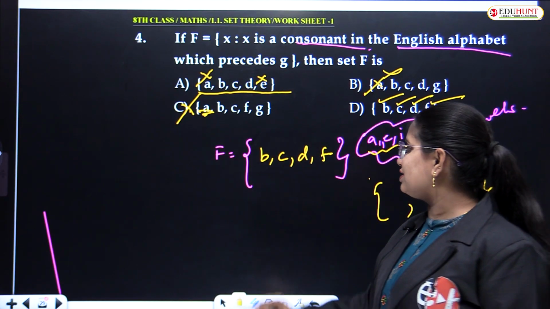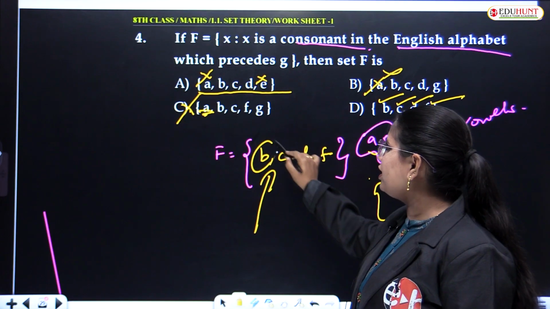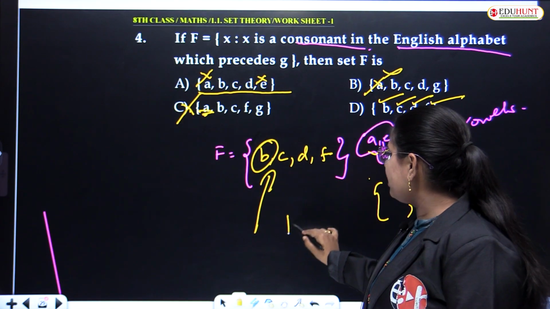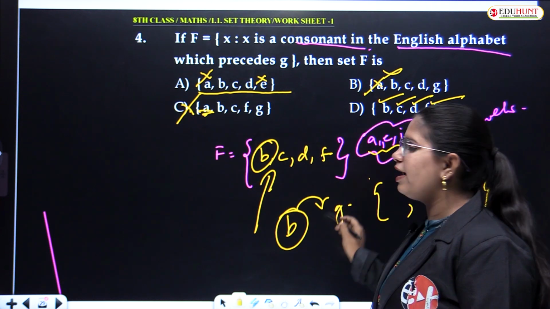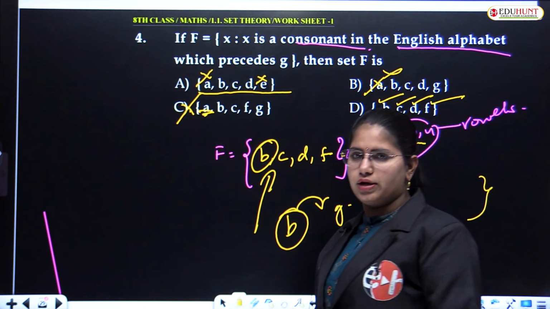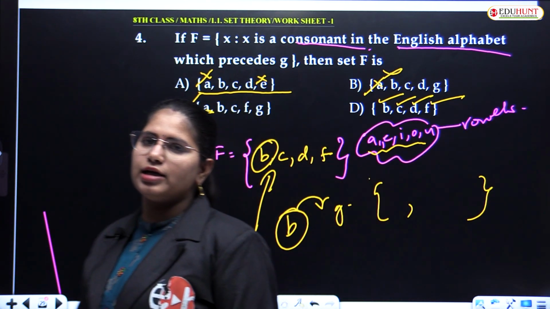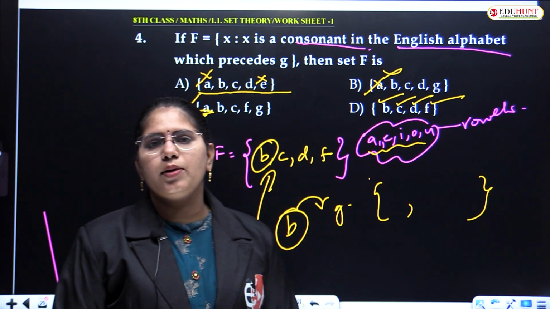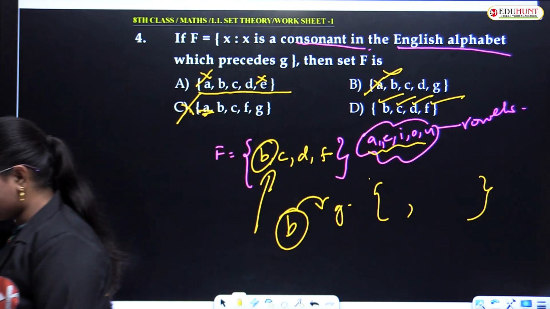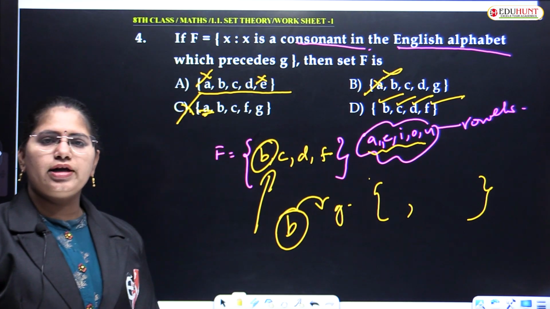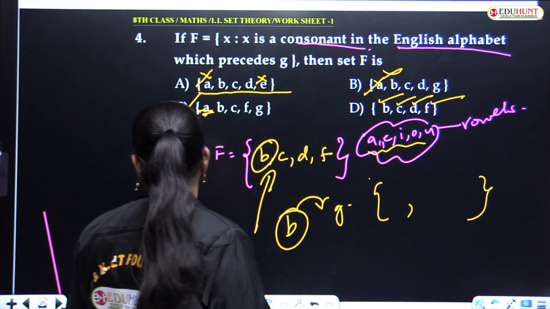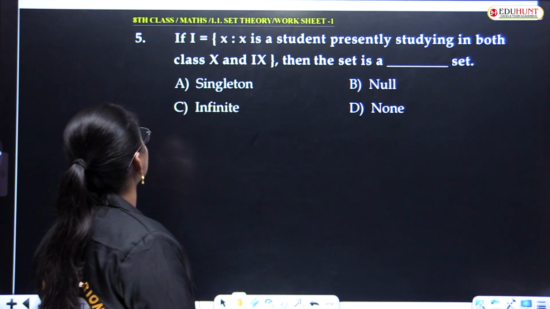So I am taking such type of element. Let me give an example. B precedes G, it comes before G, and at the same time B is a consonant, right? So it is a set of the above question. Have a glance at the question. I will be moving to the next one. Chalo. We'll be moving to the next question.